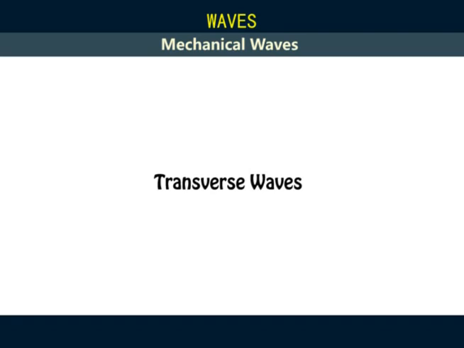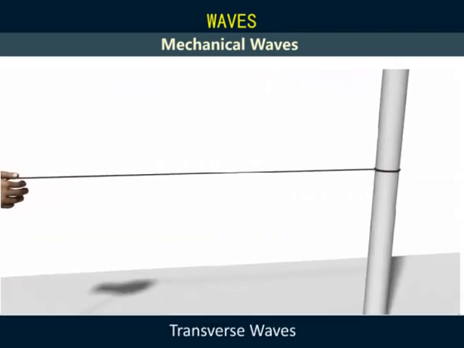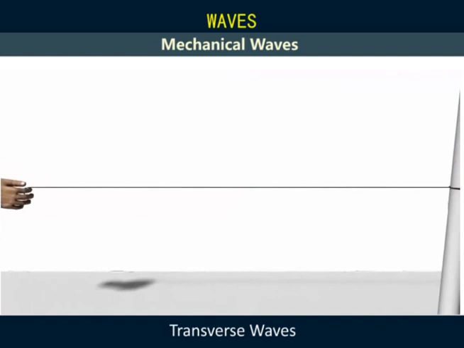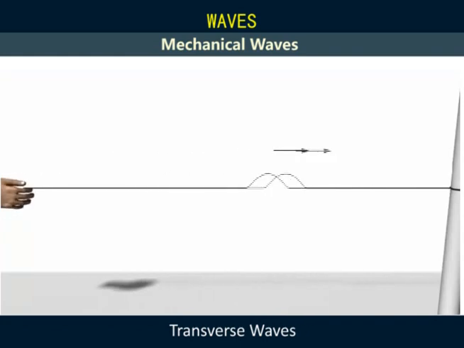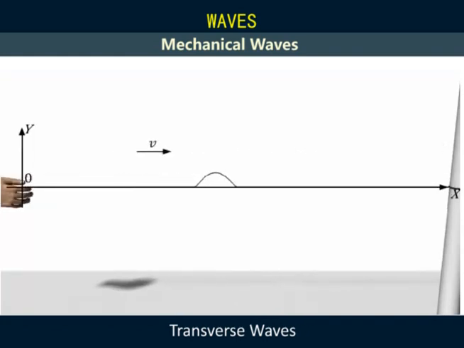We start with transverse waves. Now, we tie one end of a string 5 meters in length to a pole and hold the free end tightly so that the string is taut. We jerk the string by moving the hand up and bringing it back to its initial position. A pulse is created and travels along the string to the fixed end and dies down. This pulse moves with a certain velocity, v.